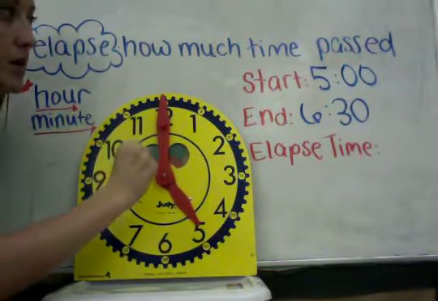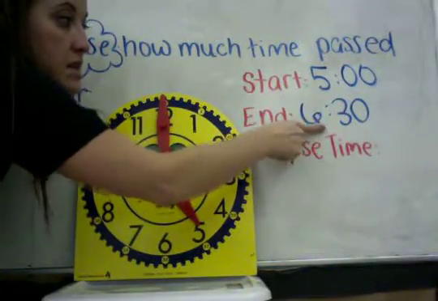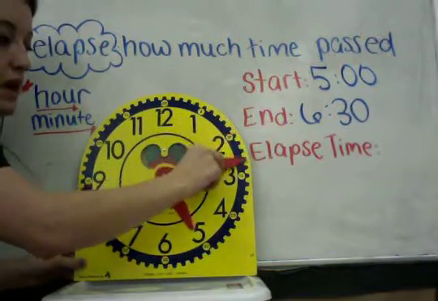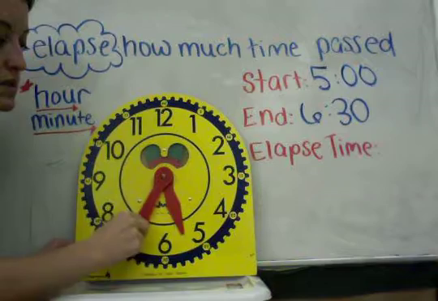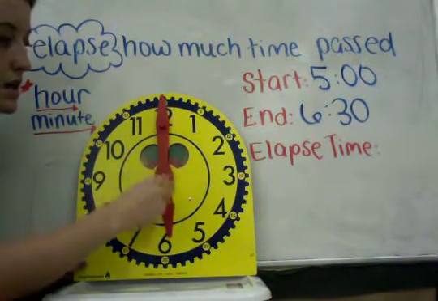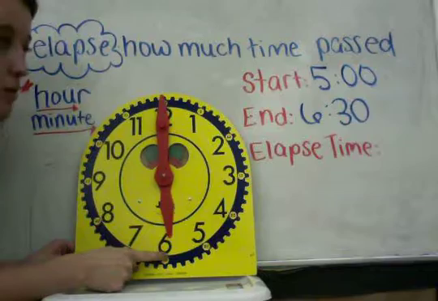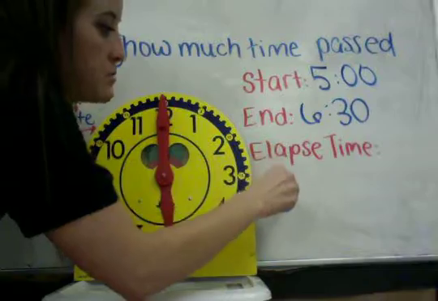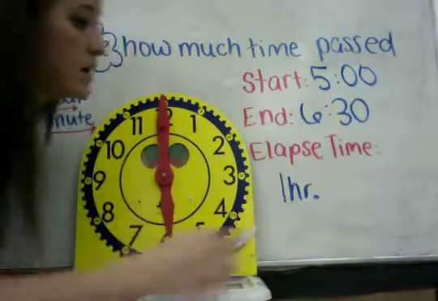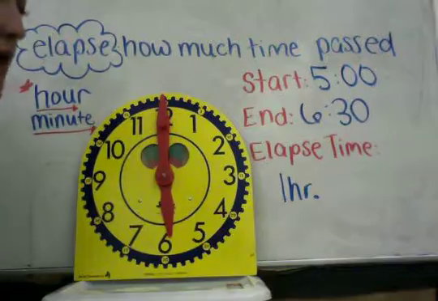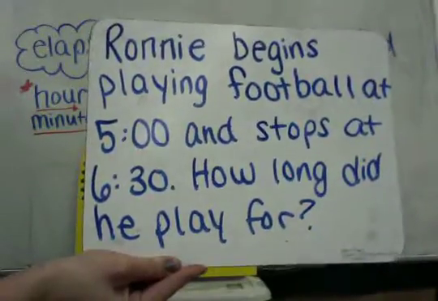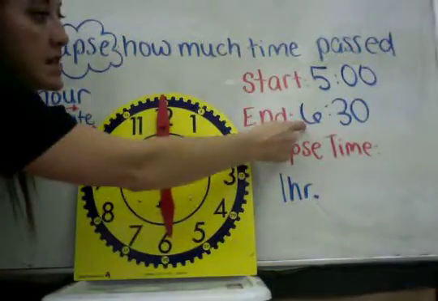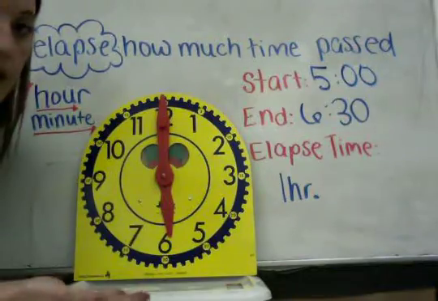So let's do that now. We want to get from 5 o'clock to 6. So I'm going to go ahead and move my minute hand around the clock, and I get all the way to the top, which means it's the next hour. So from 5 o'clock to 6 o'clock, 1 hour has passed. Now, did our story problem say that Ronnie stopped practice at 6 o'clock? No. We know that our ending time is 6:30, so he's not done yet.